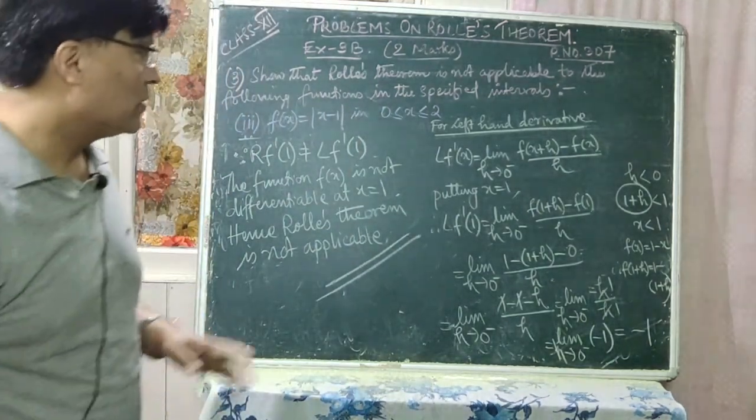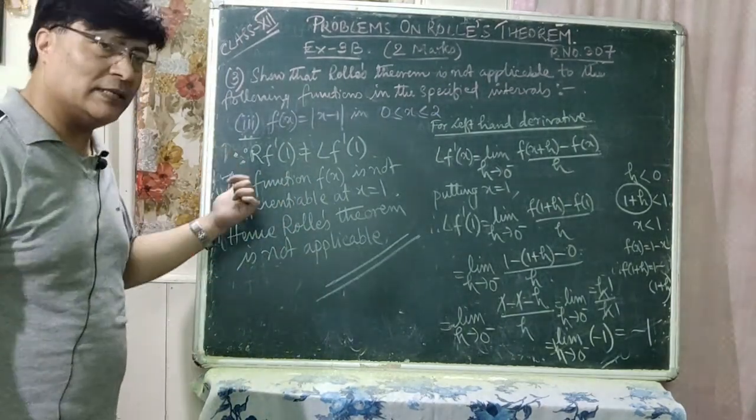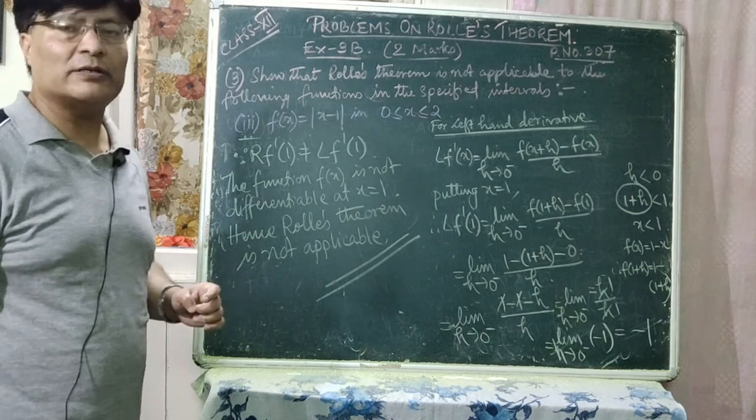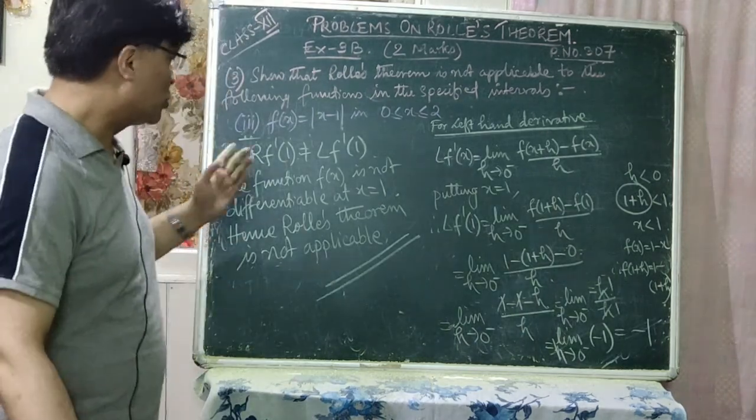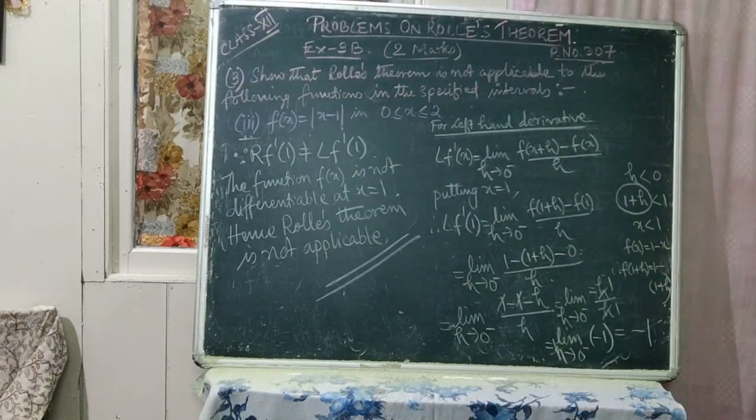Is that clear now? So one of the conditions of Rolle's theorem is not satisfied in this case, because the function f of x is not differentiable at x is equal to 1. So Rolle's theorem is not applicable. So we'll do the next question now.